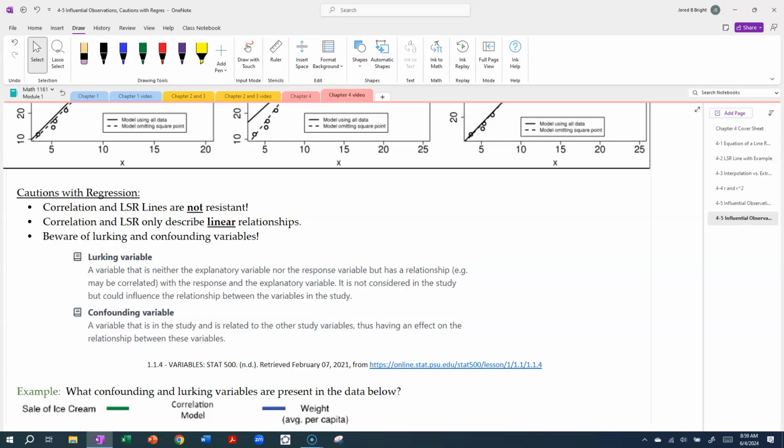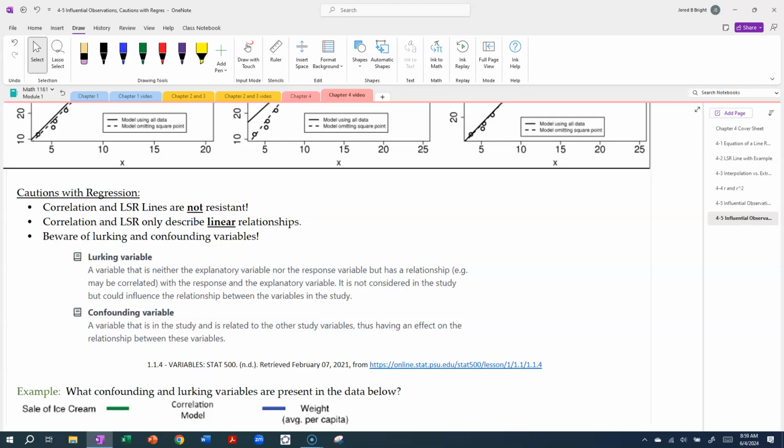There are curvilinear relationships too. Those have different calculations and whatnot, so we're not going to get into those in this course. And another thing to be aware of are these other terms. Just as we have outliers and influential points, that's a key bit of vocab. Another bit of vocab that we need to be aware of is lurking variable and a confounding variable.